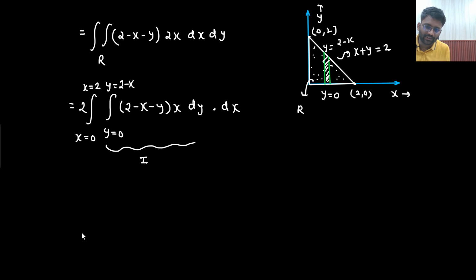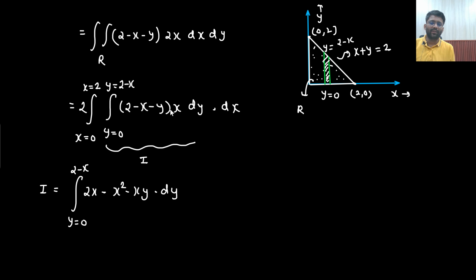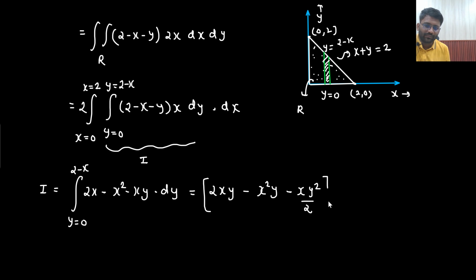So let's solve this integration I. This integration I is y going from 0 to 2 minus x. This 2 can be multiplied inside: 2x minus x square minus xy dot dy. So you need to integrate with respect to y. Integration of 2x would be 2xy. Integration of x square will be x square y, because x square is treated as constant, and integration of xy will be x into y square by 2, with y going from 0 to 2 minus x.